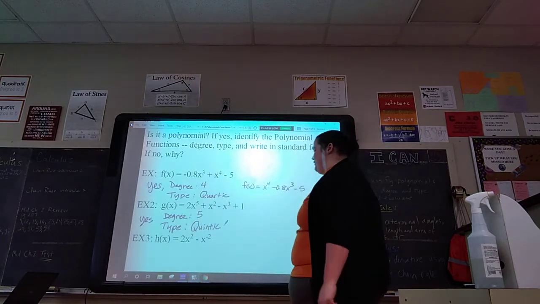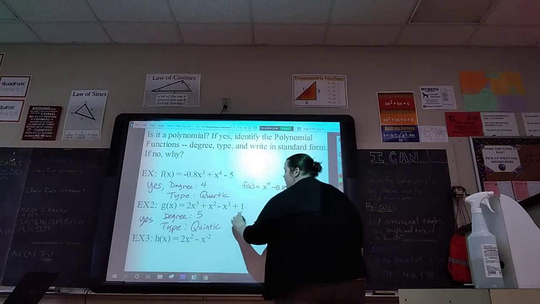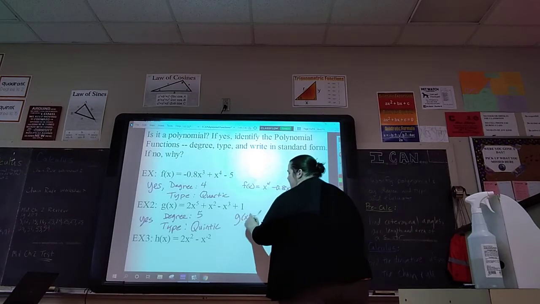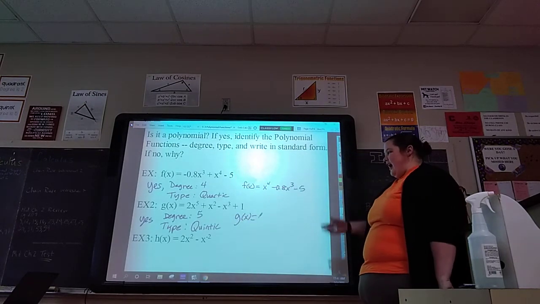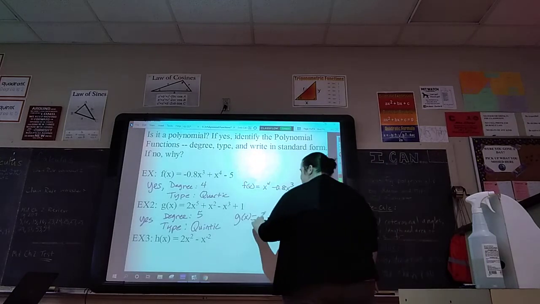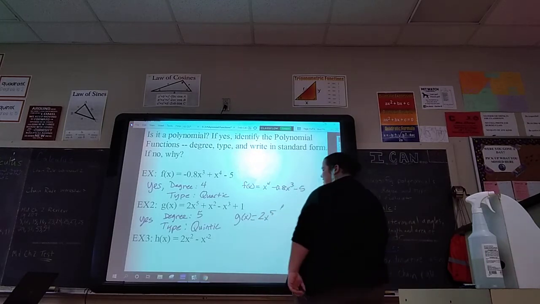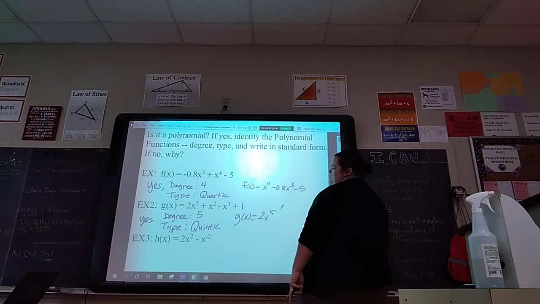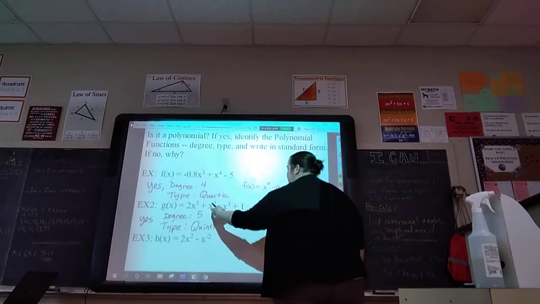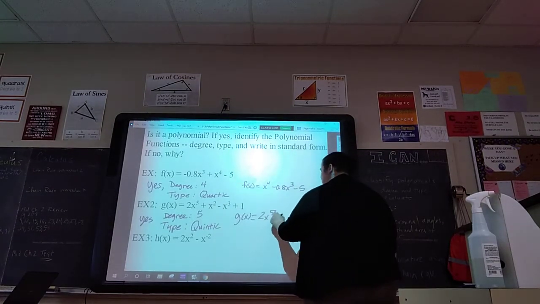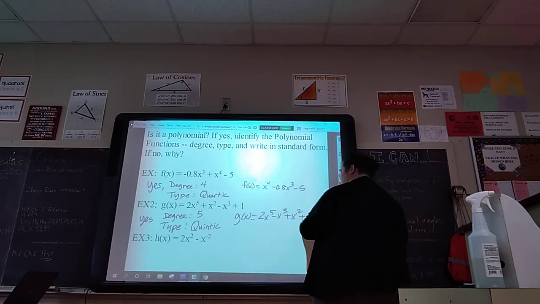And then is this in standard form? No, it's close. Okay. The highest exponent is first, that's right. So the 2x to the 5th needs to be, well, what needs to change? The 3 and the 2 need to move. Yep, those middle two x's. So it needs to be negative x to the third, then x squared, and 1.